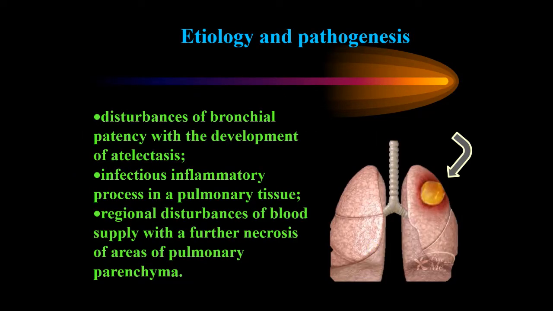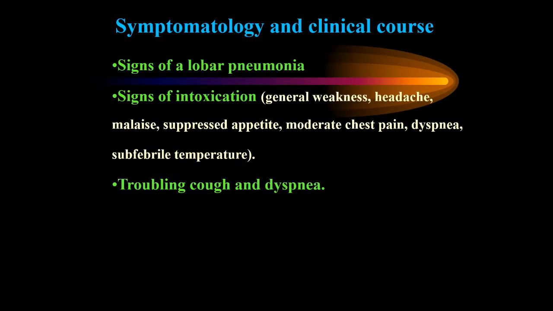Etiology and pathogenesis. Disturbance of the bronchial patency with the development of atelectasis. Next, an inflammatory process in the pulmonary tissue. Regional disturbance of the blood supply with the future necrosis of areas of pulmonary parenchyma. These are the main reasons of the suppurative diseases of the lungs.